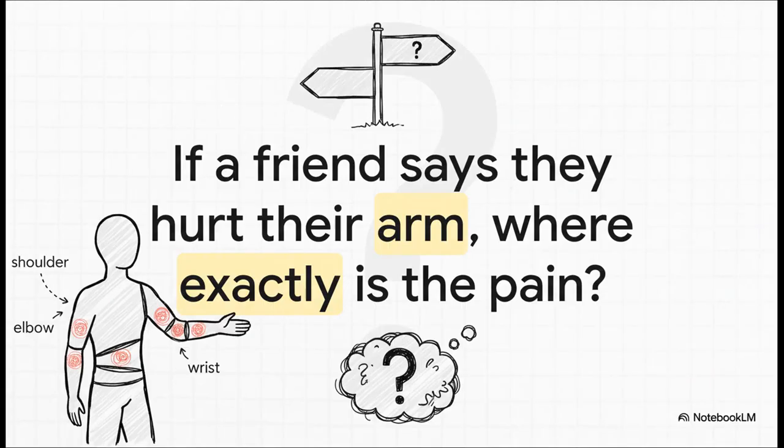Okay, let's just jump right in with a super simple question. Imagine a friend tells you, "Ouch, I hurt my arm." What does that actually mean to you? Is the pain up by their shoulder, down by their wrist? Is it their elbow? In just everyday conversation, the word arm covers a huge, kind of vague territory.